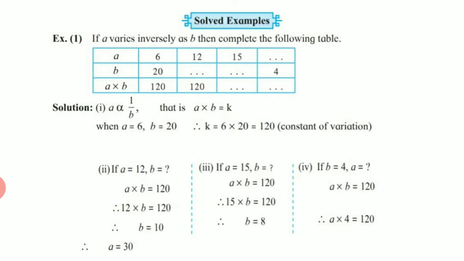Then the next example, A is equal to 15, B is equal to how much? Put the value of A, 15 into B is equal to 120, therefore B is equal to 8. Fourth example, if B is equal to 4, we have to find A. A into B is equal to 120. Put the value of B, A into 4 is equal to 120, therefore A is equal to 30 and A into B is equal to 120.